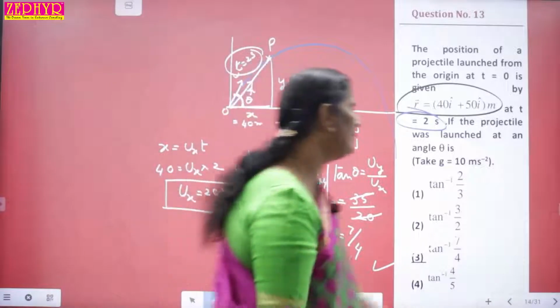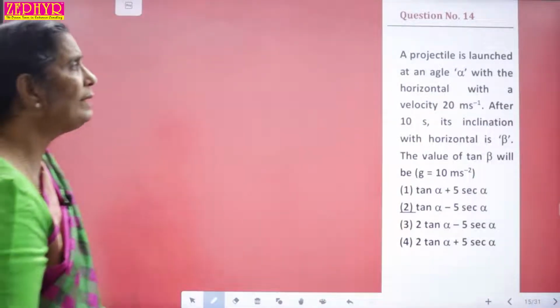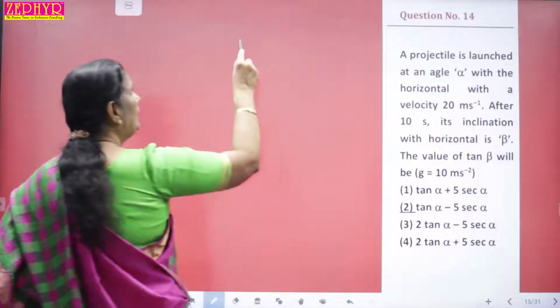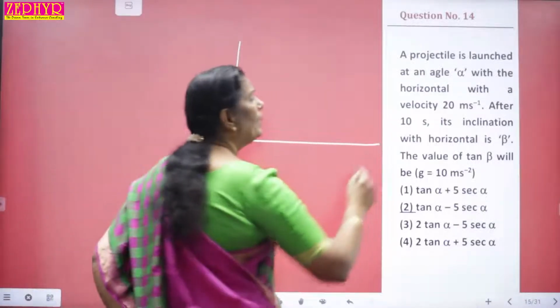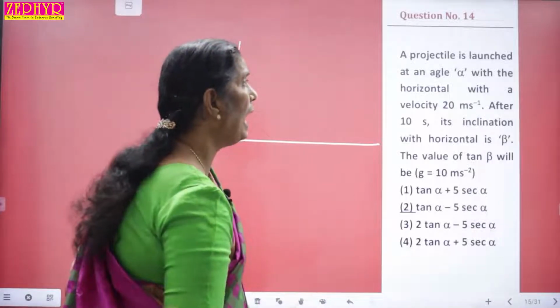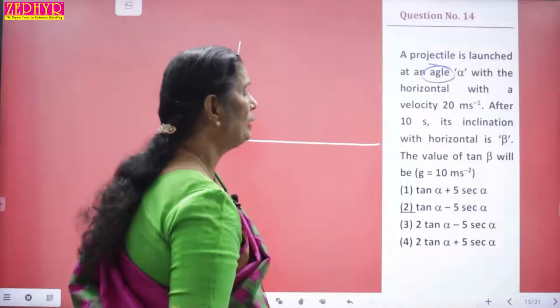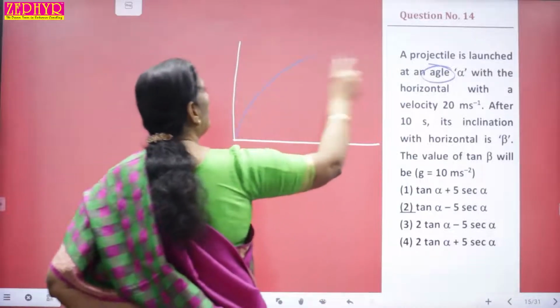Okay, all our previous IIT questions. Yeah, next question. That is also very simple. Come on. A projectile is projected. Immediately you have to draw the figure. A projectile is launched at an angle. Sorry, it is angle alpha with the horizontal. It is projected. Let it go like this.